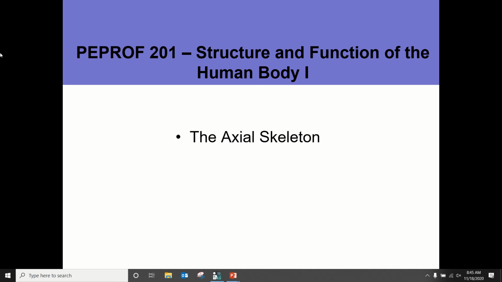So last time we finished up gait. This time, moving on to the axial skeleton. So this is going to be a combined lecture for a couple days worth of the class.